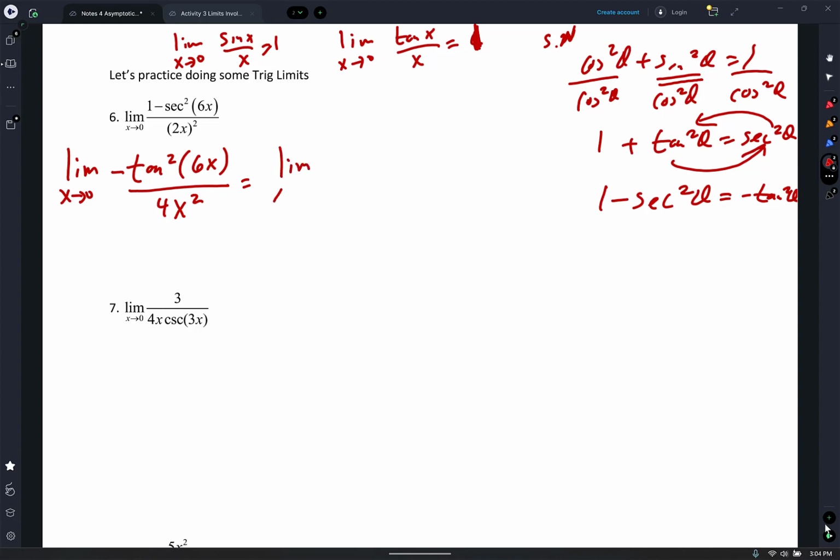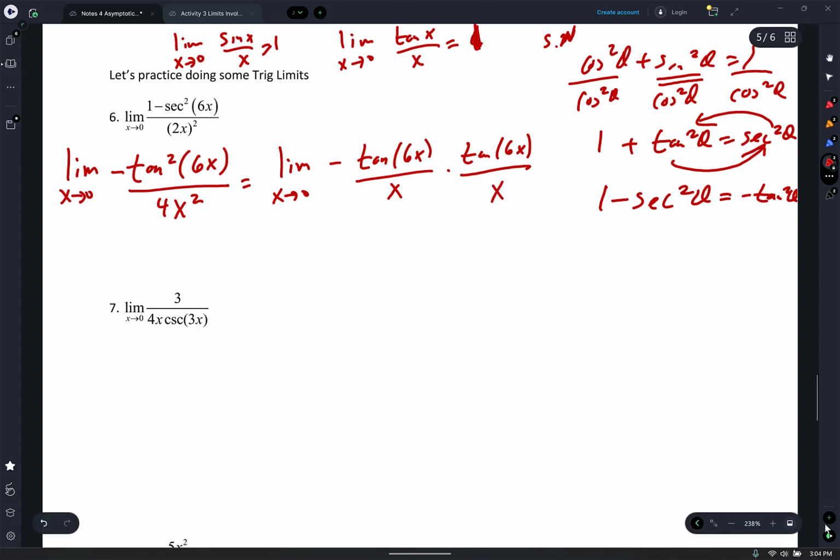Limit as x approaches 0, negative tan of 6x over one of those x's, remember, that's 4x squared, times tan of 6x over one of those x's, times 1 over 4. It's all this here, not to be confused with whatever I have on the side. So that's the same thing as what I have on the left. Are we okay? I haven't done anything crazy, right?